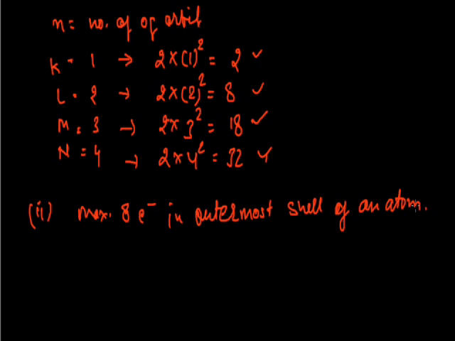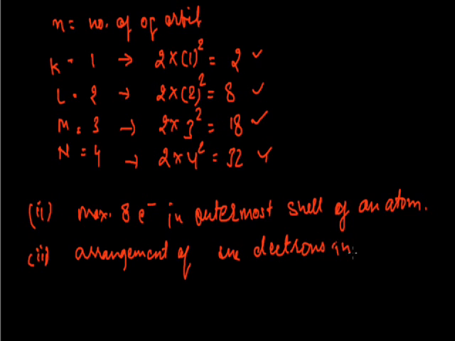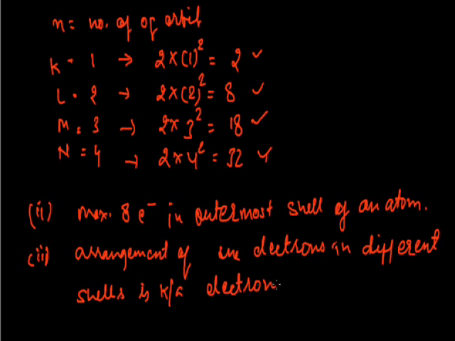The arrangement of electrons in different shells is known as the electronic configuration of an element. We can define electronic configuration as the arrangement of the electrons in different shells is known as the electronic configuration of an atom.